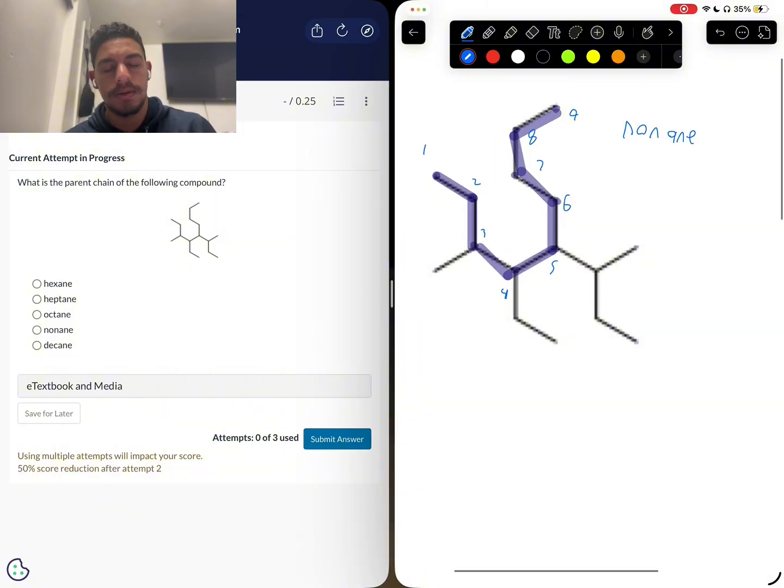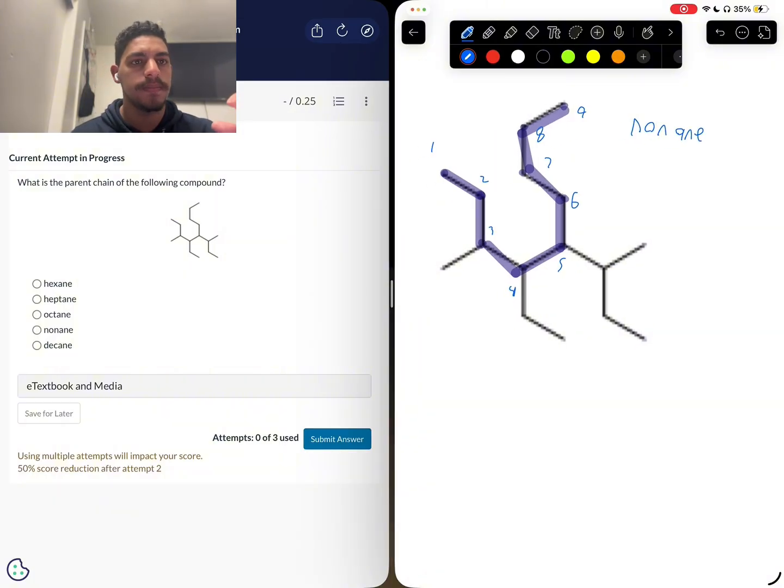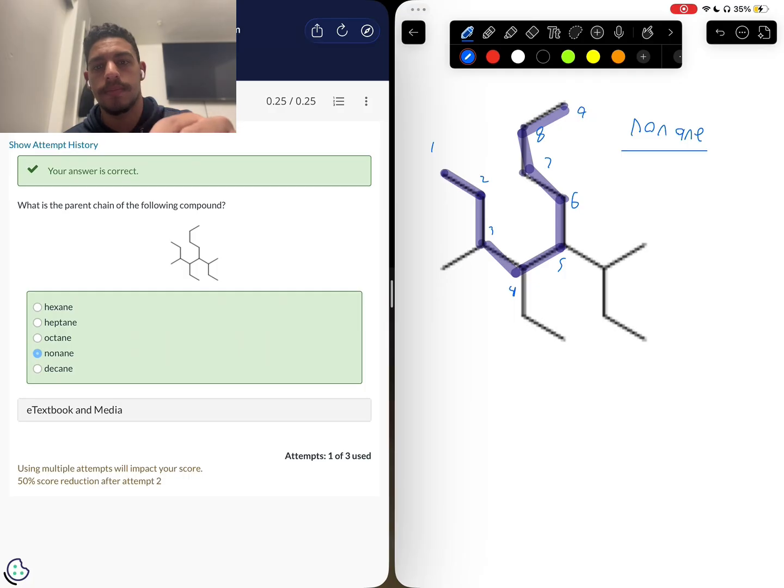Okay, and it doesn't ask for the molecule name, it's just asking for the parent chain. So the parent chain would be nonane, and we're going to check our answer right now. We're good. We're going to move on to the next one, okay?